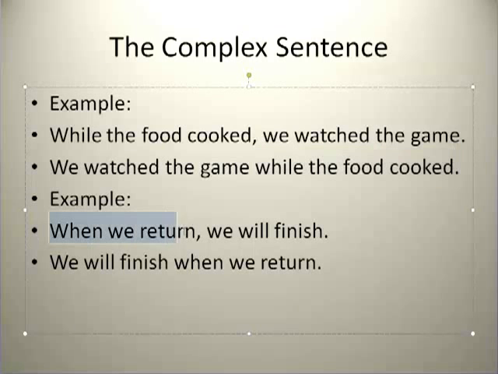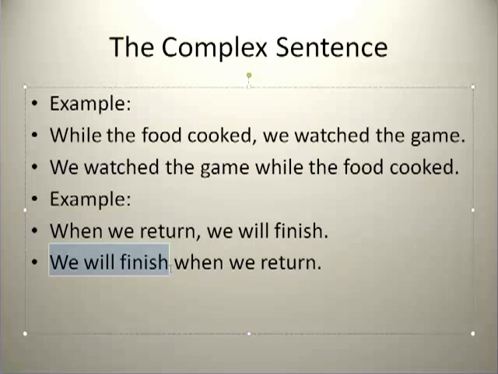Another example, when we return, our subject is we, our verb return. The word when is our subordinating conjunction, so this is our dependent clause. Here's our independent clause, we will finish. We can turn that around again. We will finish becomes our independent clause.